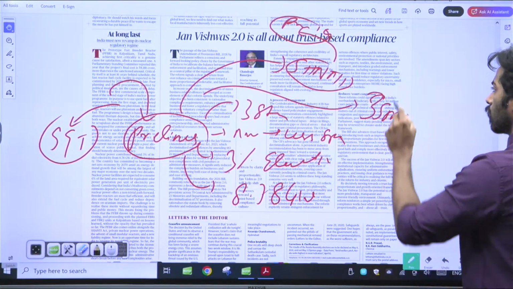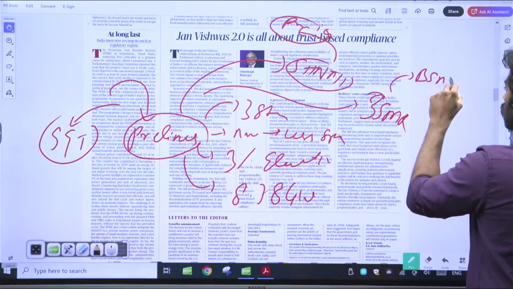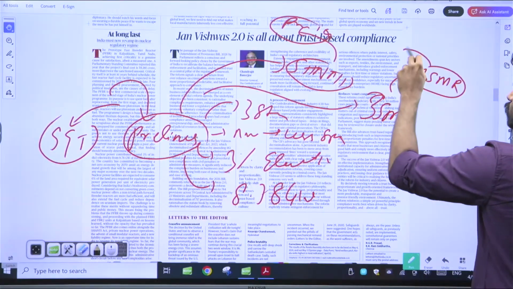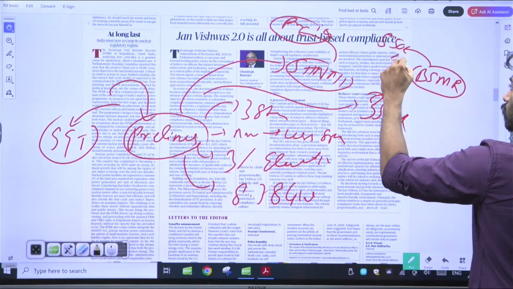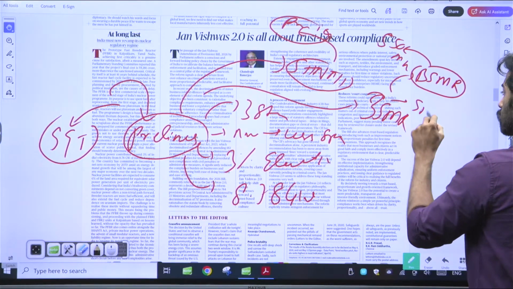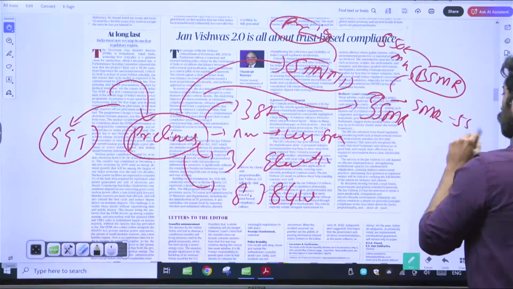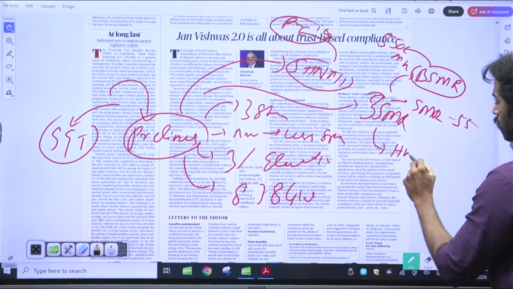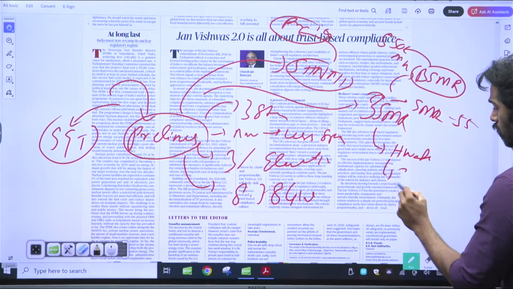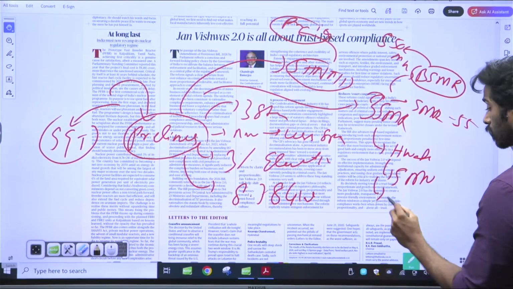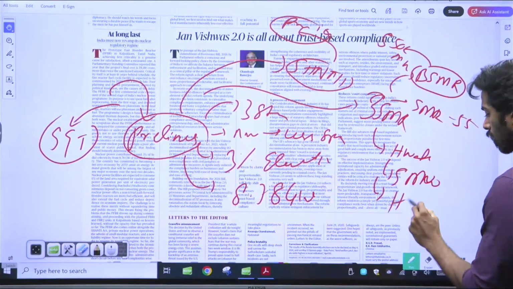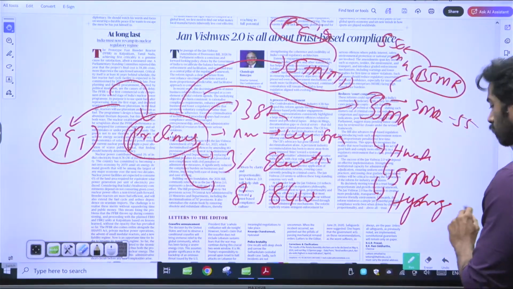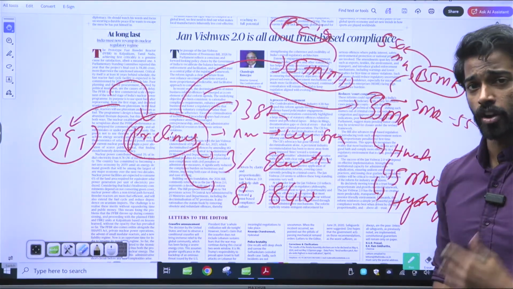modular reactors. One is the BSMR, or Bharat Small Modular Reactor, which generates around 550 megawatts of energy. Then we have SMR 55, which generates around 55 megawatts of energy. And we have the high water reactor, which generates around 5 megawatts of energy and also is helpful in production of hydrogen. These are all the important aspects that are present in this particular editorial.